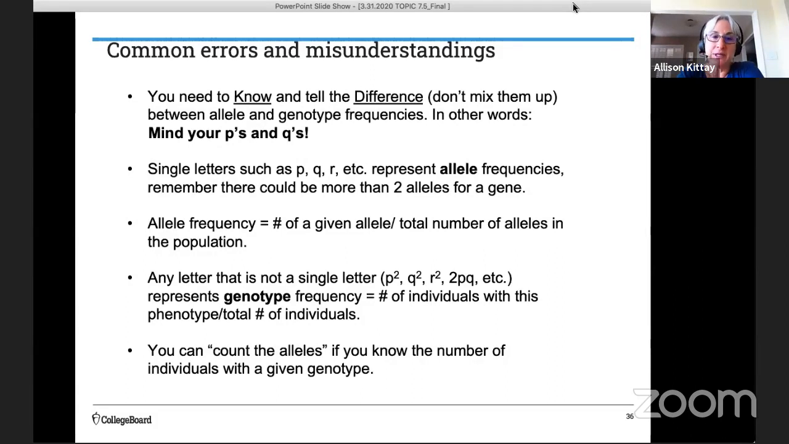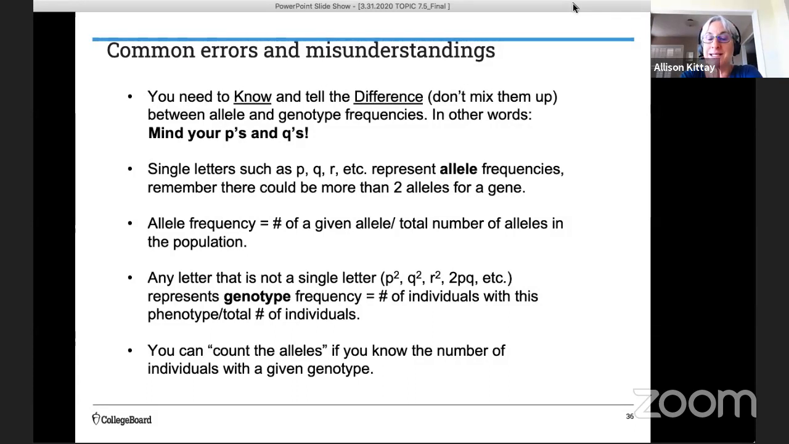So I'm going to leave you with these. You need to know and tell the difference, don't mix them up, between allele and genotype frequencies. In other words, mind your P's and Q's. Single letters such as Q, P, R, etc. represent allele frequencies. And remember, there could be more than 2 alleles for a particular gene. The allele frequency then is equal to the number of a given allele divided by the total number of alleles in a population. So that's allele frequencies.